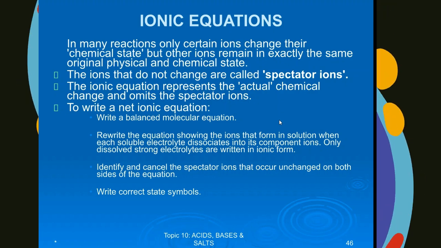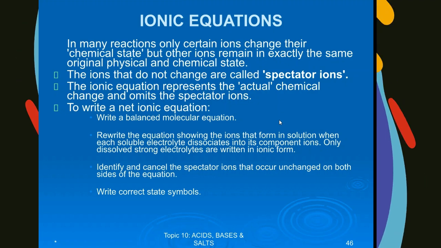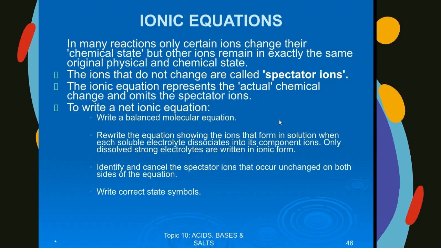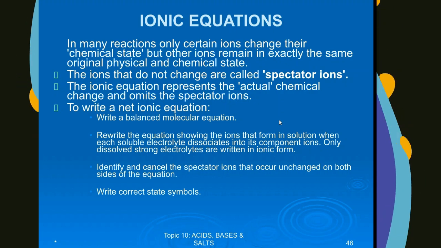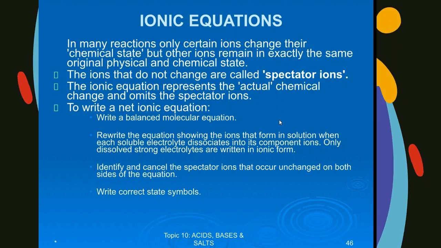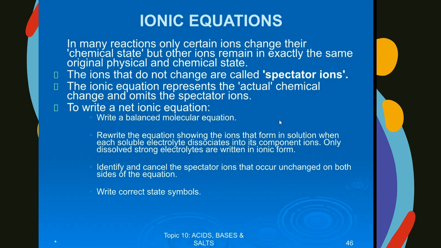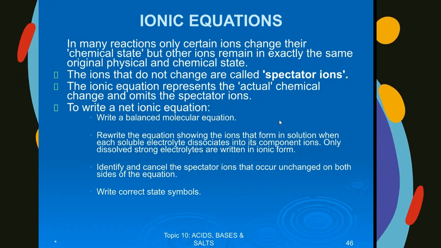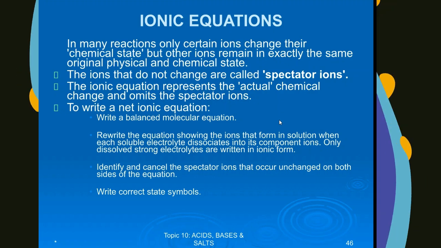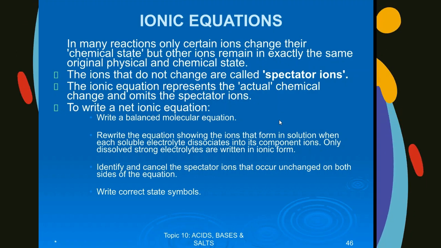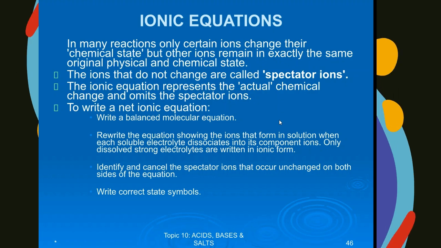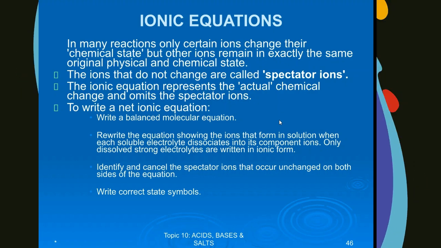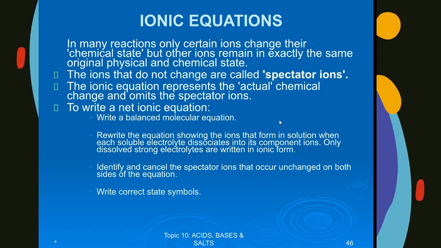To write a net ionic equation, we need a balanced molecular equation. Then rewrite the equation showing the ions that form in solution when each soluble electrolyte dissociates into its component ions. Only dissolved strong electrolytes are written in ionic form. Identify and cancel the spectator ions that occur unchanged on both sides of the equation. Then you can write the correct symbols also.